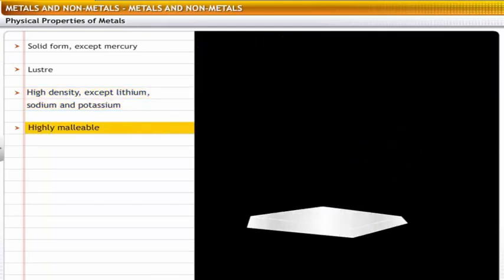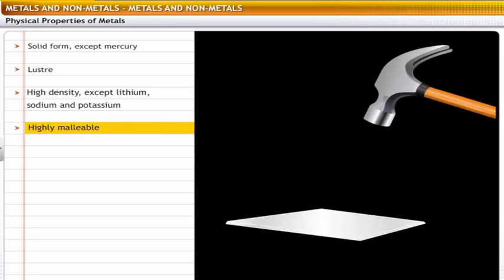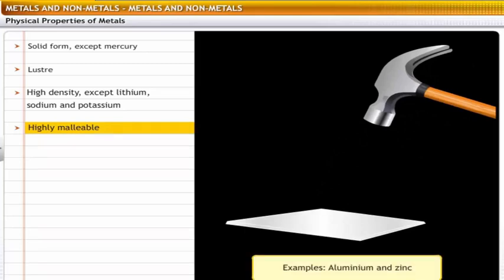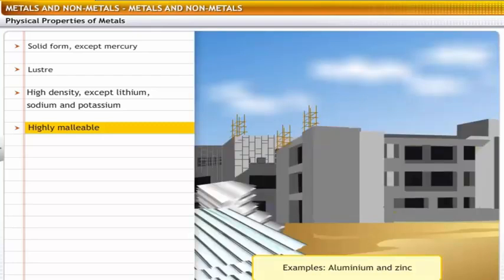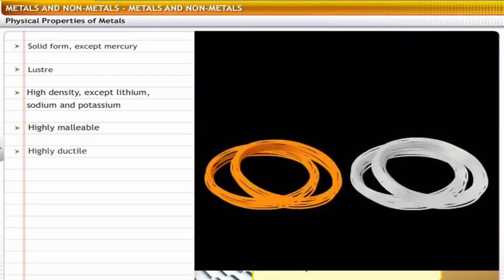Metals are highly malleable and can be beaten into thin sheets. For example, aluminium and zinc can be rolled into thin sheets. This property makes them suitable for use in various industries like construction and manufacturing.